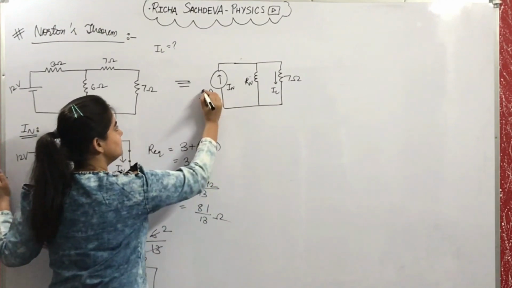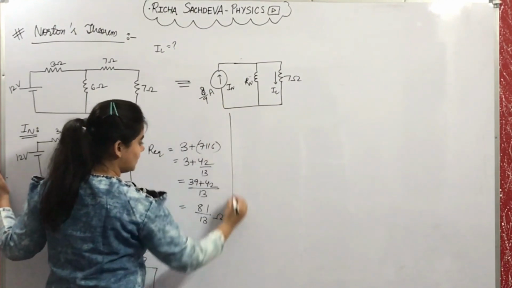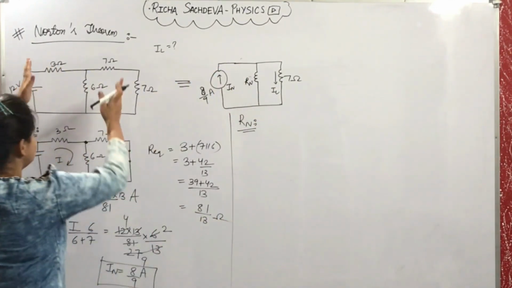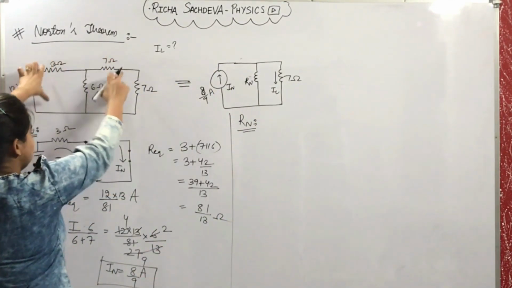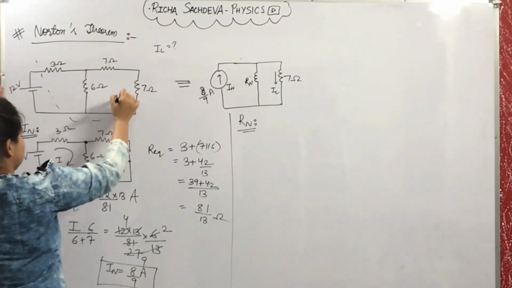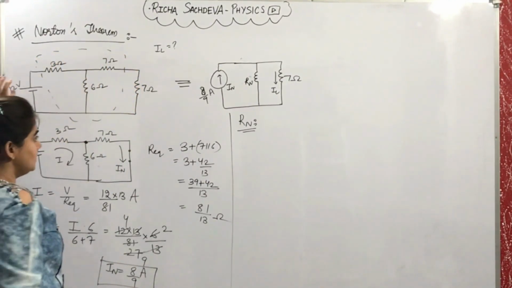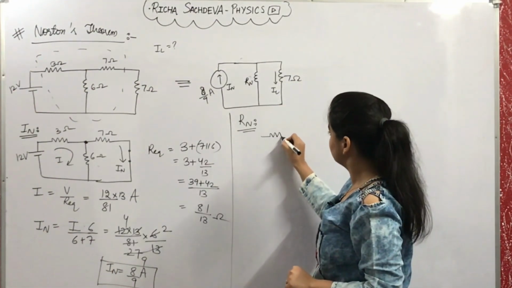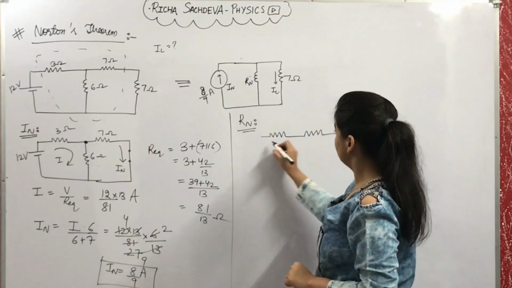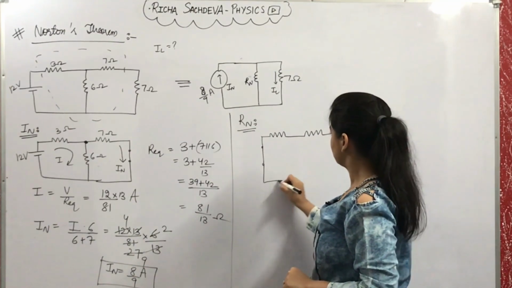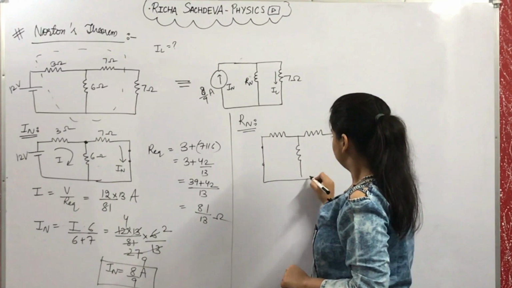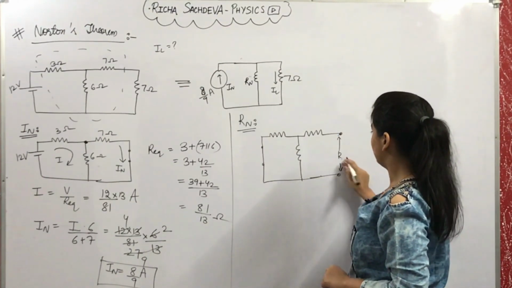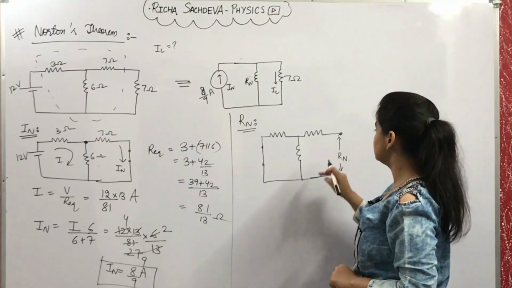Now we need to calculate RN. For RN, we need to calculate the equivalent resistance of this very area. We need to calculate its equivalent. So for this, we will short the given voltage source and calculate the equivalent resistance, that is RN.